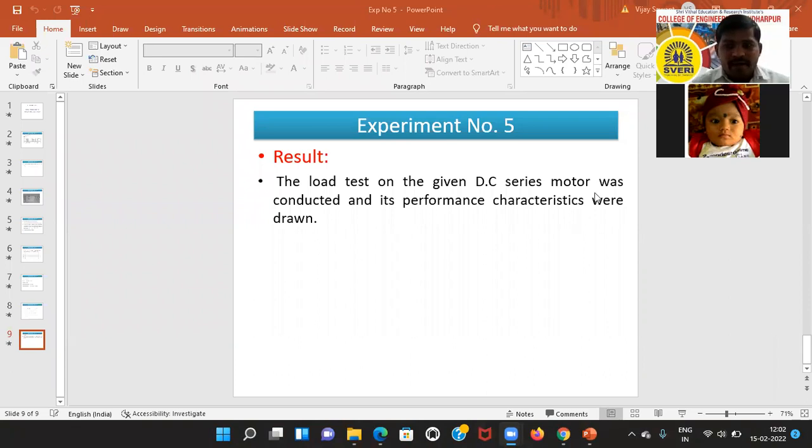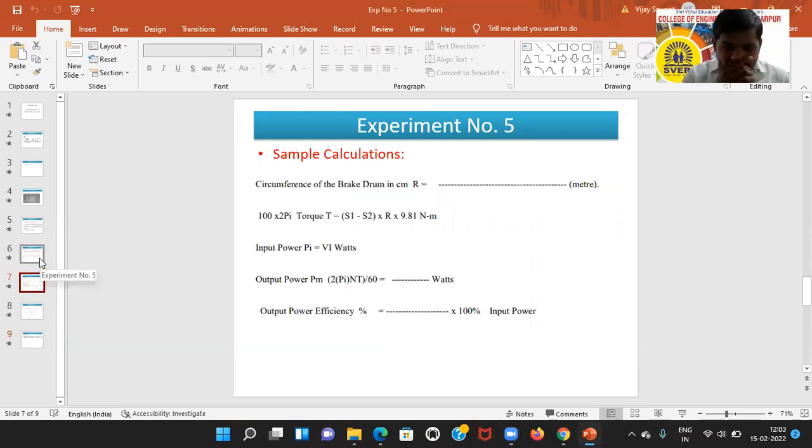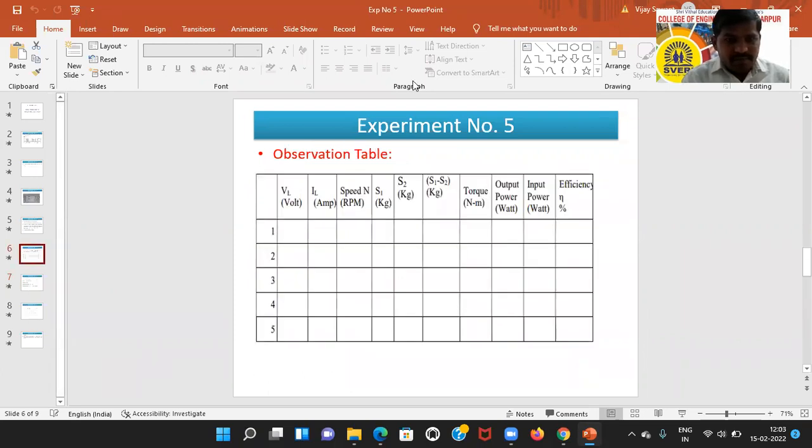Okay, all of you understood? Only 3 readings we have taken. From these 3 readings, can anyone tell me any conclusion? What happened regarding current? It increases. Okay, current starts increasing. That means when load increases, the current of the machine starts increasing.